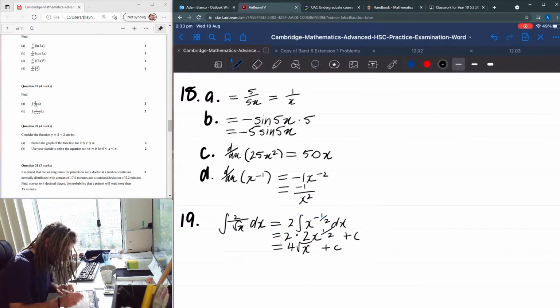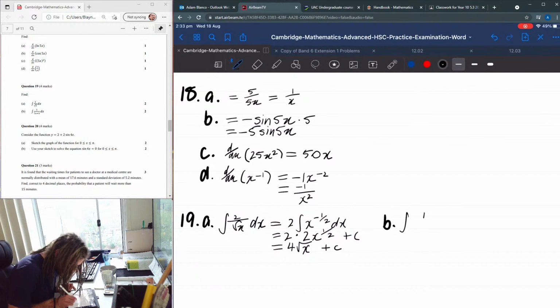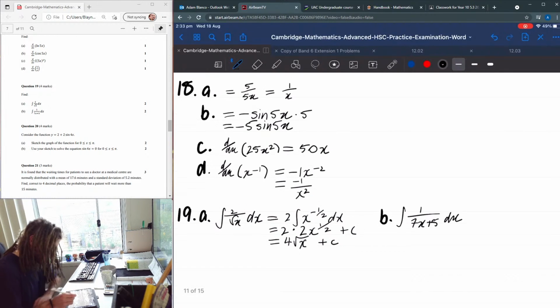Move. A. B. Integral of 1 on 7x plus 5, with respect to x.